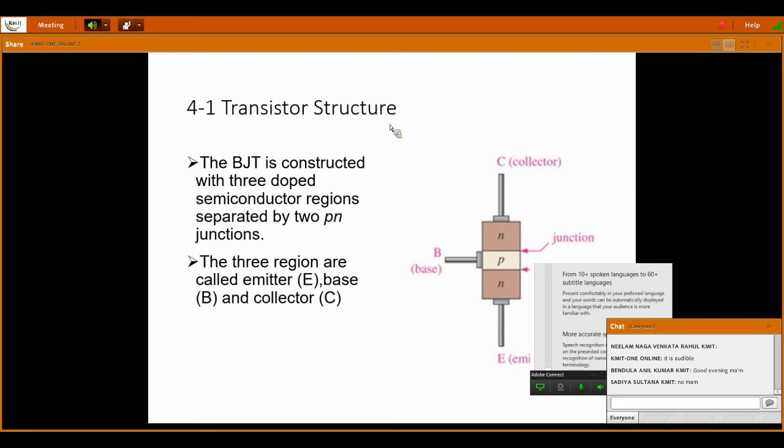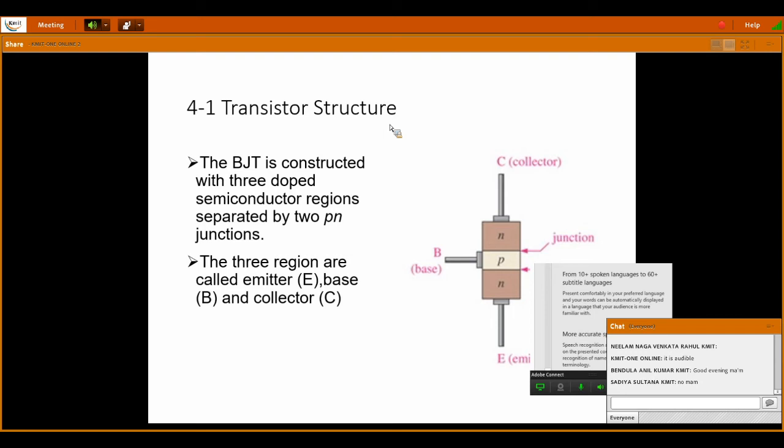We can also call this a bipolar junction transistor. Why? Because we have two PN junctions available in the transistor: one at the input side, the other at the output side. The input junction in a transistor is between base and emitter, and the output junction is between collector and base.